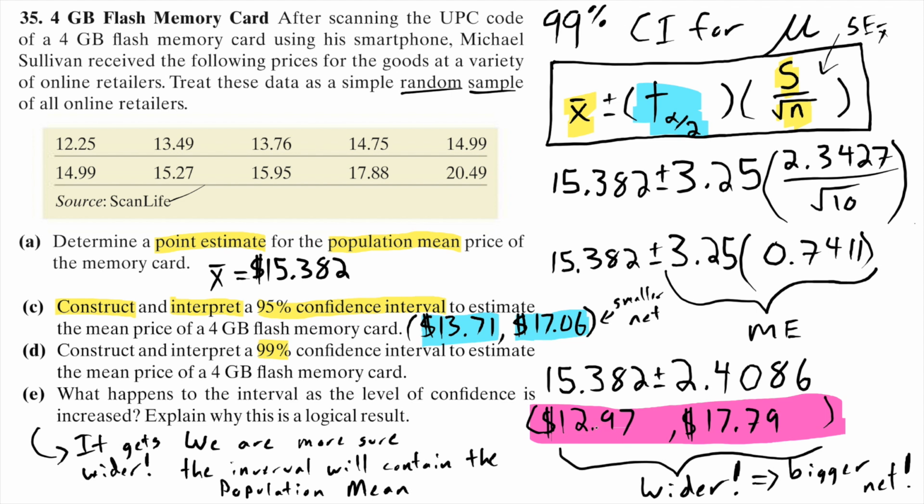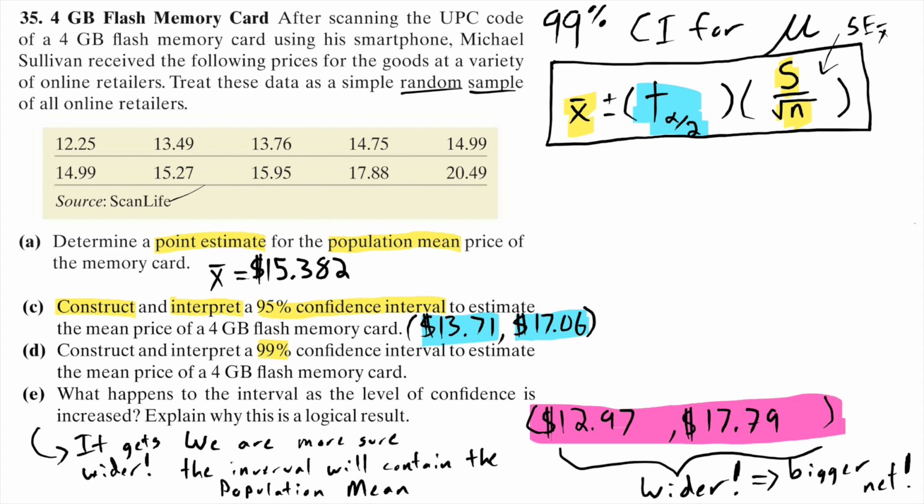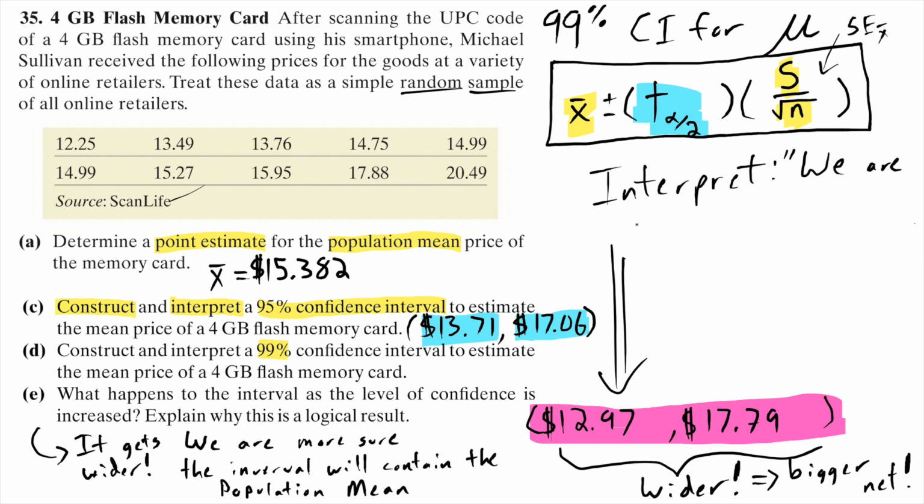We throw bigger nets. So now let's just pick one of these things to interpret. So let's interpret the 99% confidence interval. Why not? So like I said, we always start these with the idea that we are whatever level confident. We're 99% confident that the parameter, which in this case is what? It's the average price of memory cards.